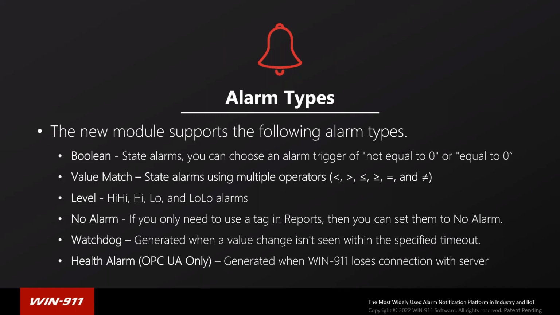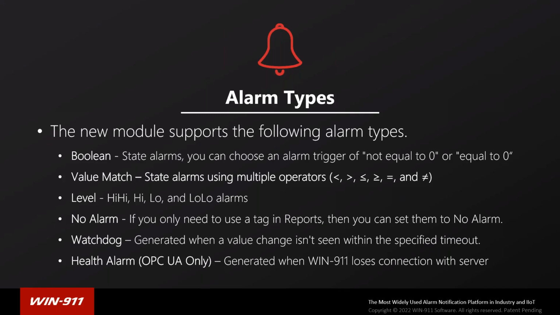So it can be less than, greater than, less than or equal to, greater than or equal to. You can choose any one of those operators and apply it to the value of your particular tag. We added this because we had some customers using the older OPC module, and we didn't really have a place for some of their alarms to go because we were just supporting Boolean and level alarms, and we made a mistake. So we've added that back in.